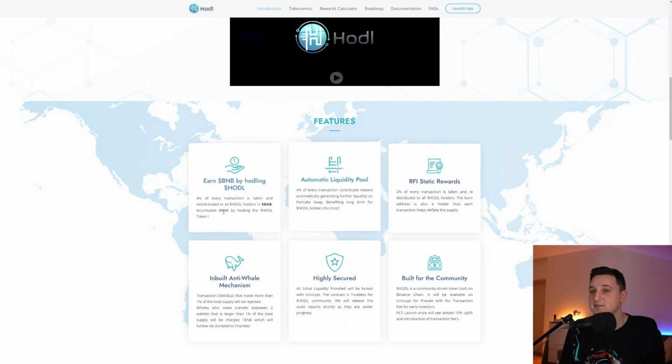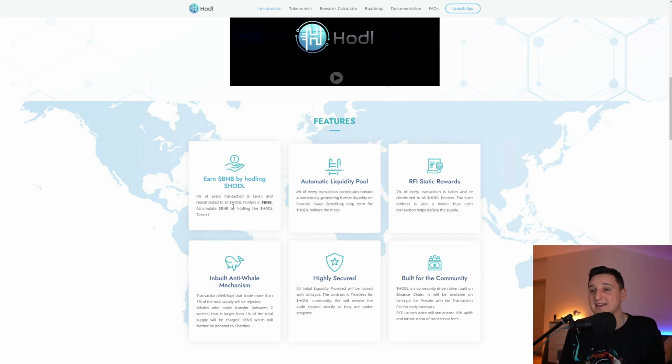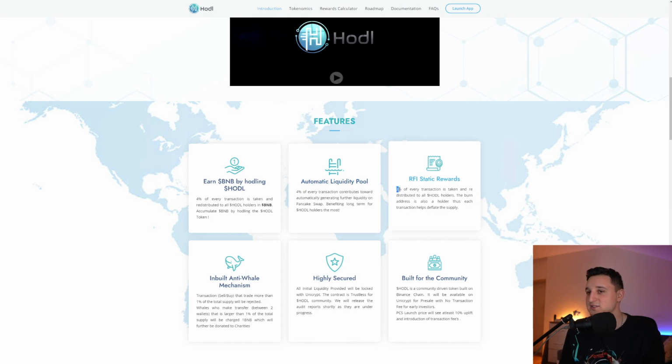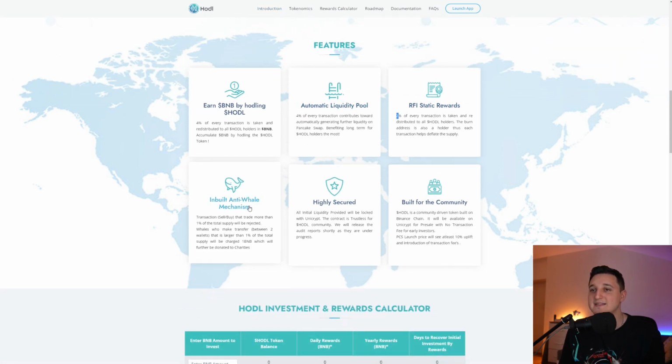But yeah, so some of the features says here, earn BNB by holding Hodl, automatic liquidity pool. So 4%. So yeah, 4% of every transaction is taken and redistributed to all Hodl holders in BNB. So 4% of every transaction contributes towards automatically generating the further liquidity on PancakeSwap. So now it's 3% for this thing here.